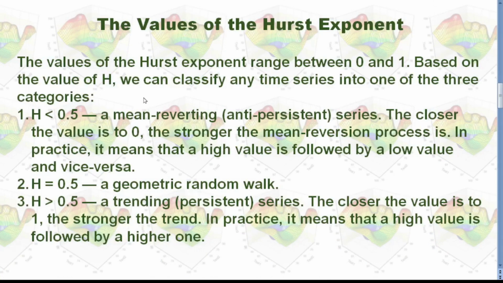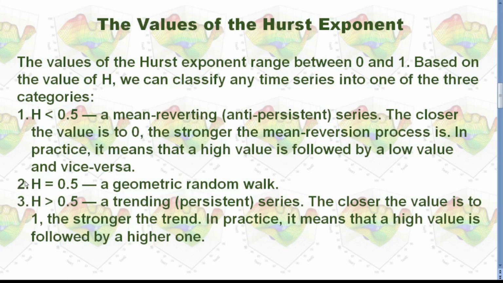After we calculate the Hurst exponent, we get the Hurst exponent value. The values of the Hurst exponent range between 0 and 1. If the value of H is less than 0.5, that means this is a mean reverting series. The closer the value is to 0, the stronger the mean reversion process is.